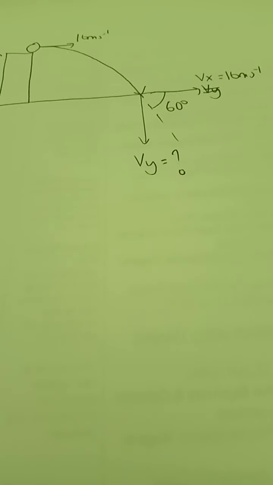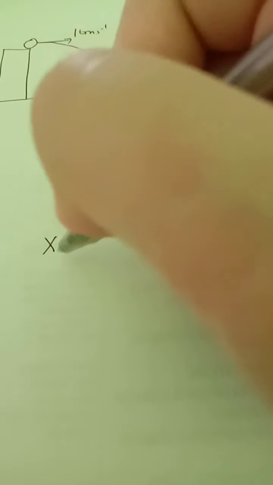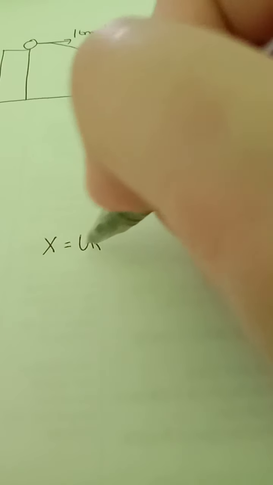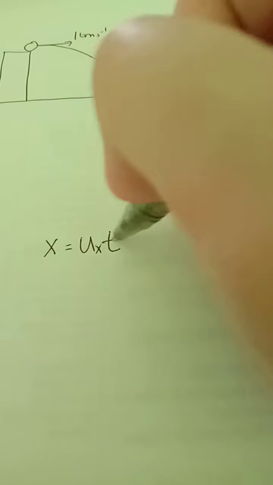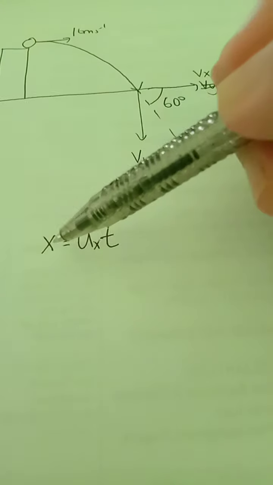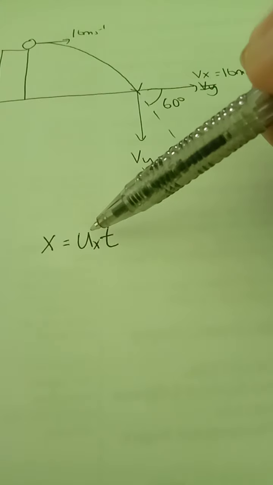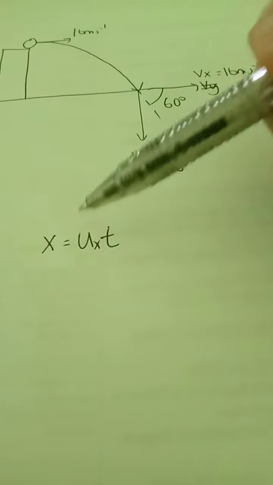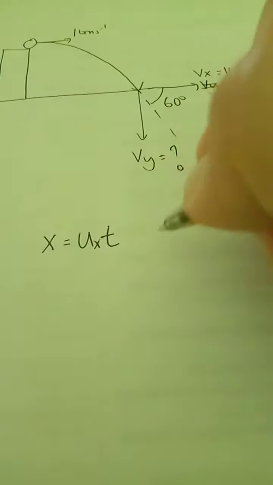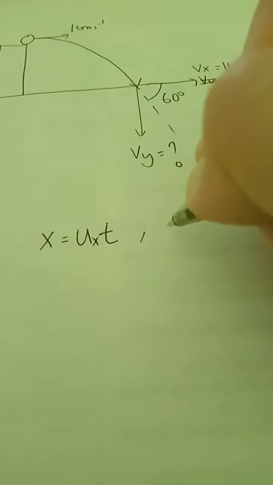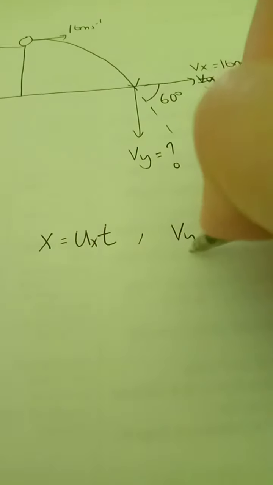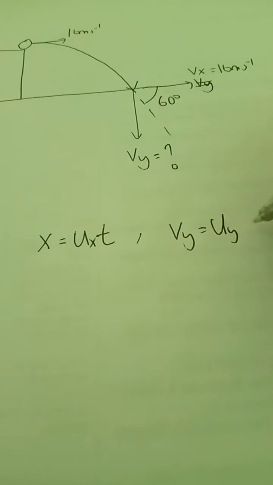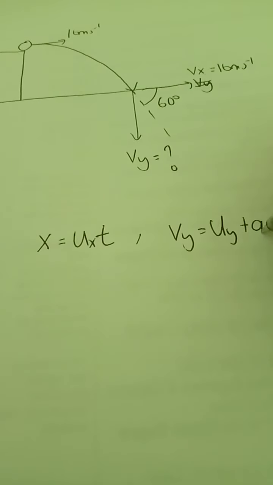Now, I assume I don't know how to do this at first, so I want to get some idea. I will write the x dimension: x equals uxt. I don't have x, I have ux, but I don't have time. So I have two unknown variables. So I will continue with the y dimension: Vy equals uy plus at.